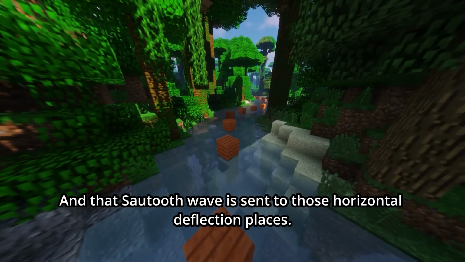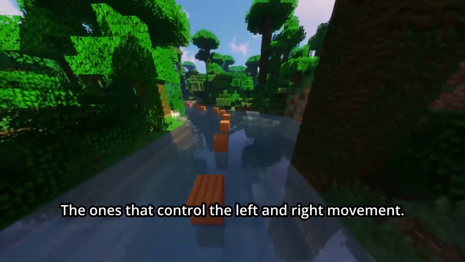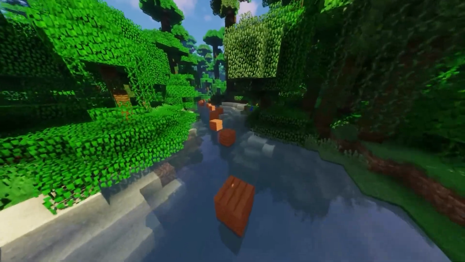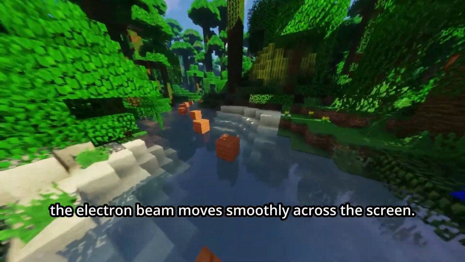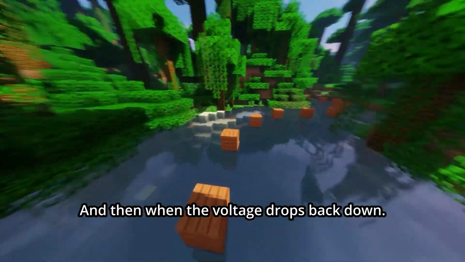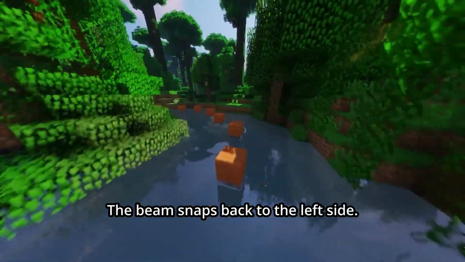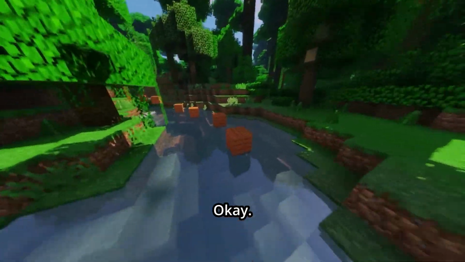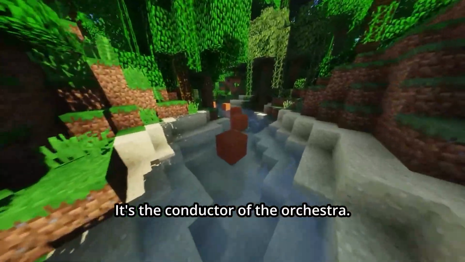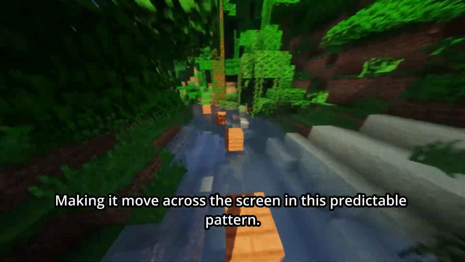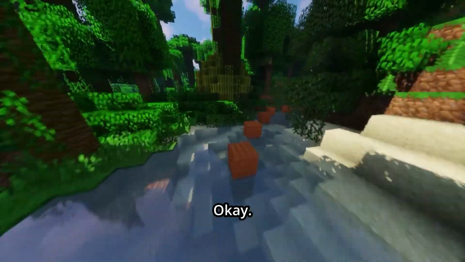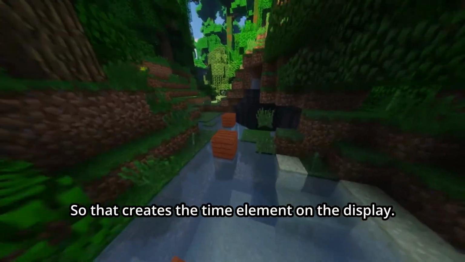And that sawtooth wave is sent to those horizontal deflection plates, the ones that control the left and right movement. So as that voltage ramps up, the electron beam moves smoothly across the screen, from left to right. And then when the voltage drops back down, the beam snaps back to the left side. So the sweep generator is setting the pace. It's the conductor of the orchestra for the electron beam, making it move across the screen in a very precise and repeating pattern. So that creates the time element on the display.